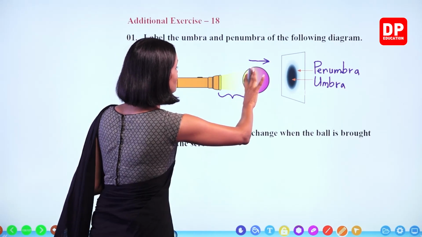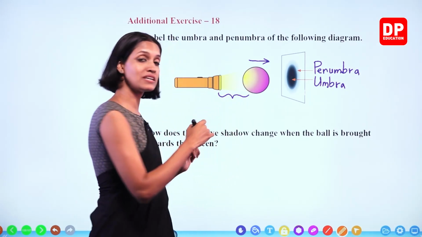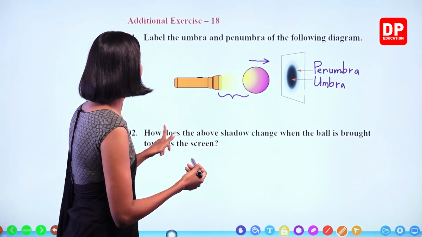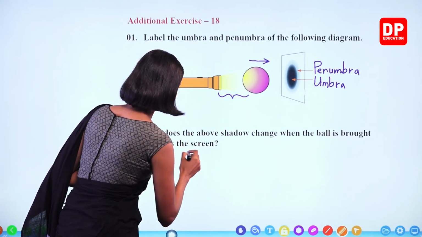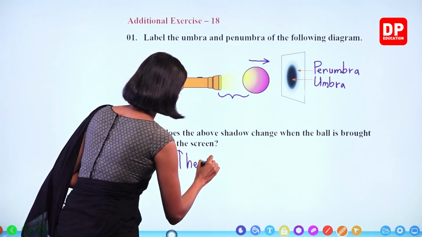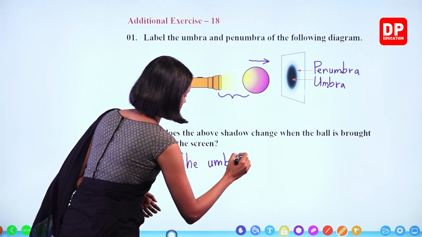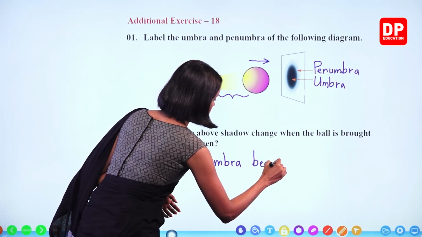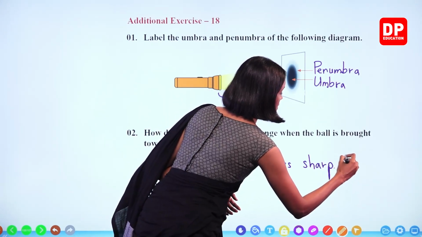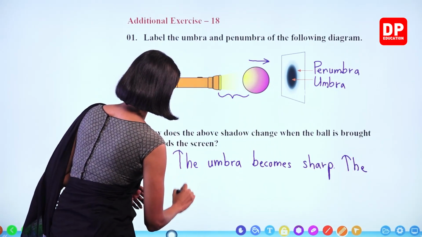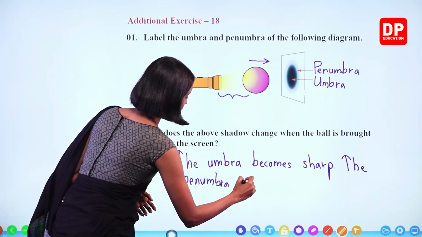Right? When you take this away from this torch, what happens? The distance between the torch and the ball increases. So the same thing happens. Right? How does the above shadow change when the ball is brought towards the screen? Let's write. The umbra becomes sharp. The penumbra gradually disappears.